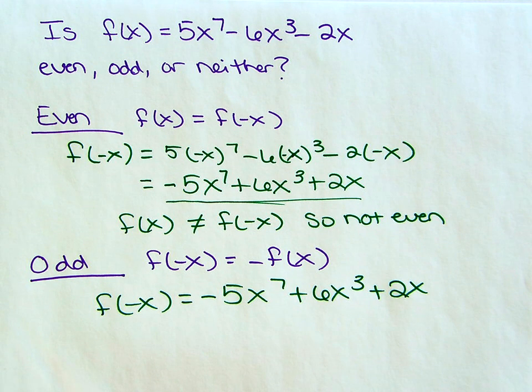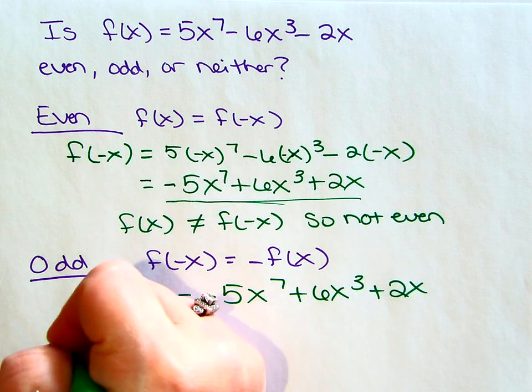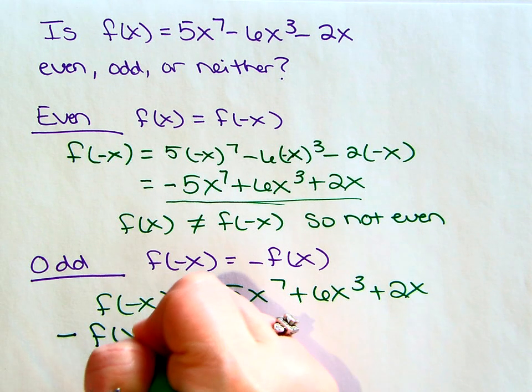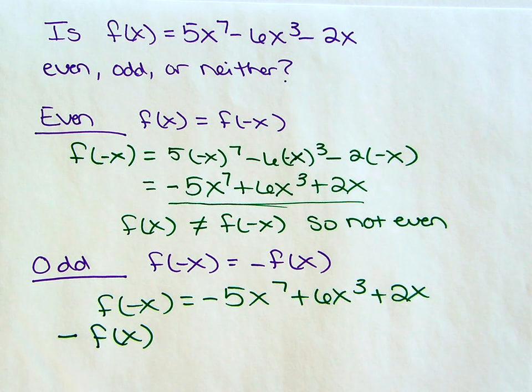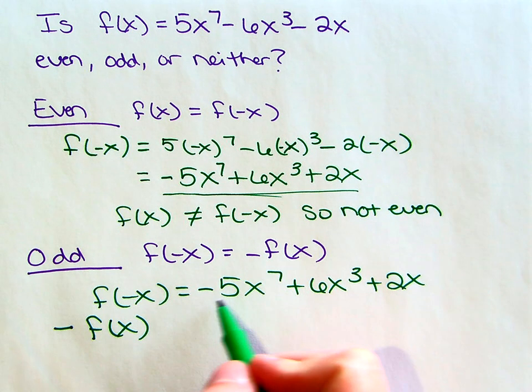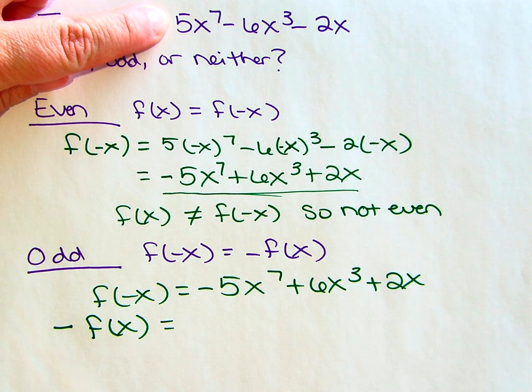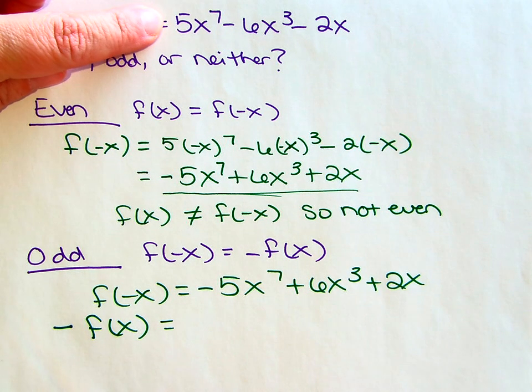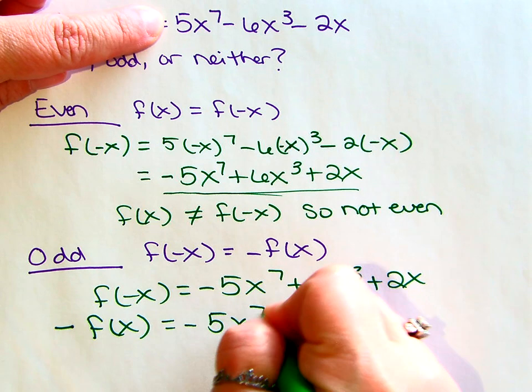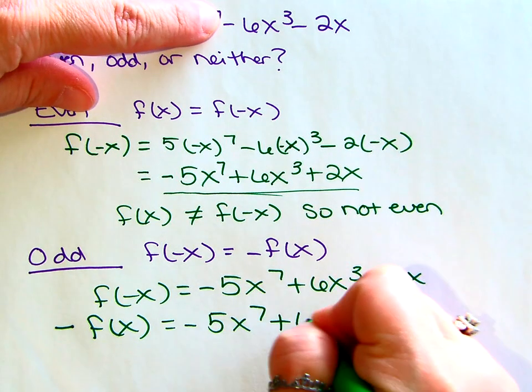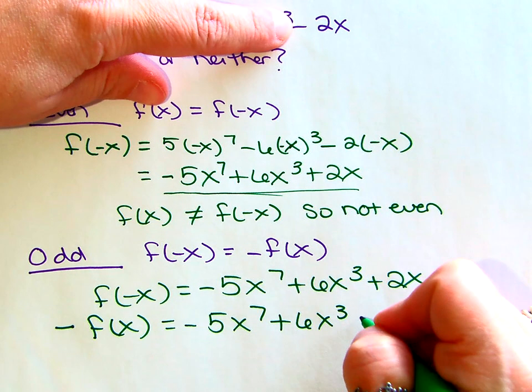Now, the question is what is negative f of x? Well, that's where we take a negative times the entire function that we started with. And if we take a negative times everything that we started with, do we get the same function that we just ended up with here? Well, basically you're changing the signs of your original function. I had a positive 5, so now I have a negative 5. I had a negative 6, so now I have a positive 6. Negative 2, so now I have a positive 2. Are these the same?